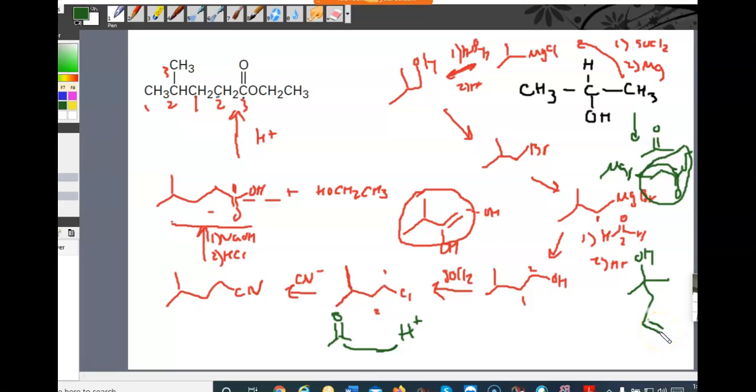Let me think. If we did that, you can put the OH here by anti-Markovnikov, so BH3 and H2O2. So you get an OH. The problem, though, if we oxidize, this won't get oxidized, but this would, and you turn it into the carboxylic acid.